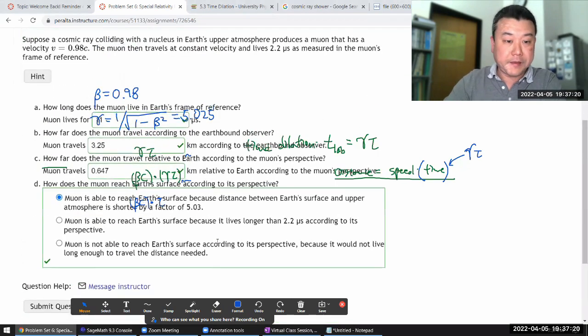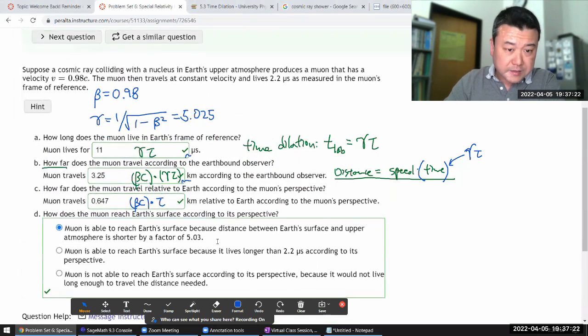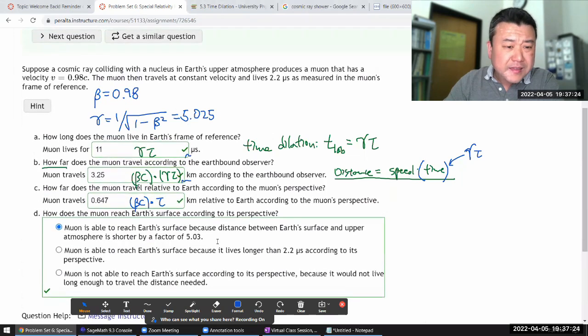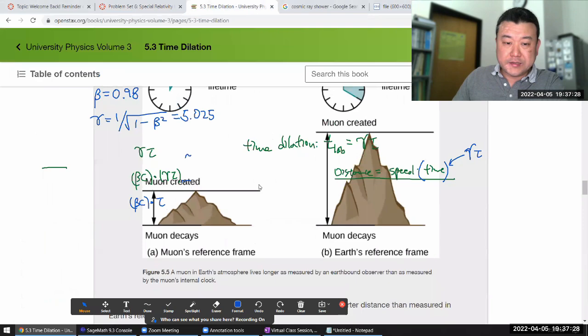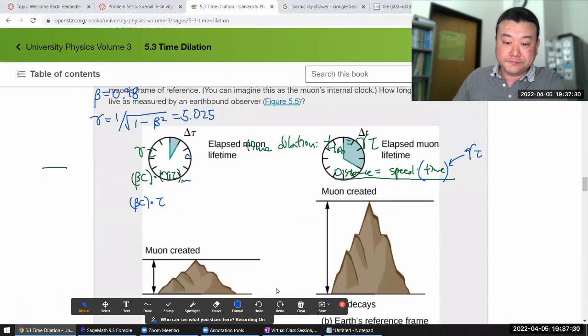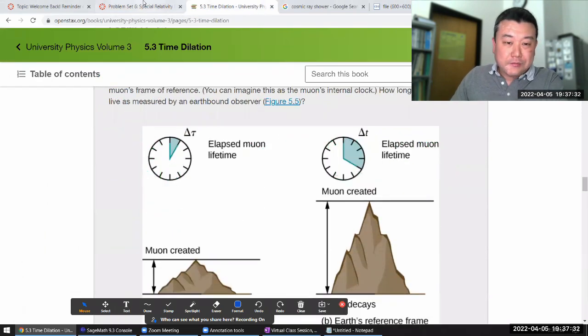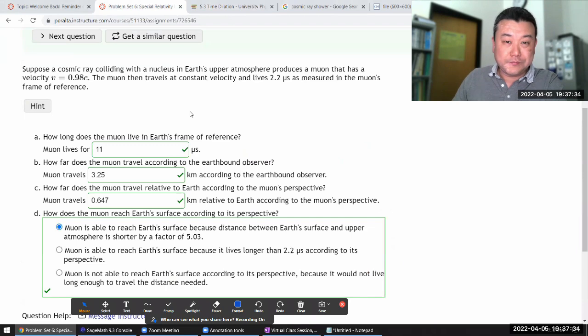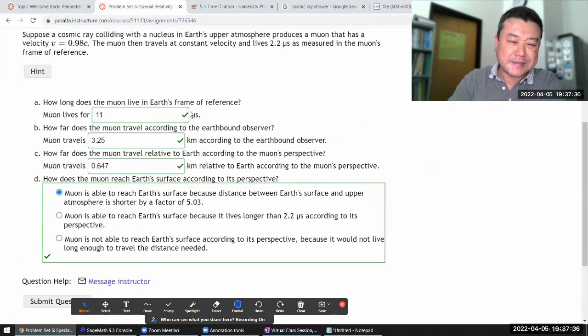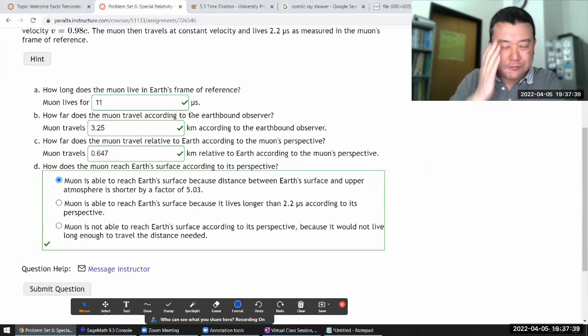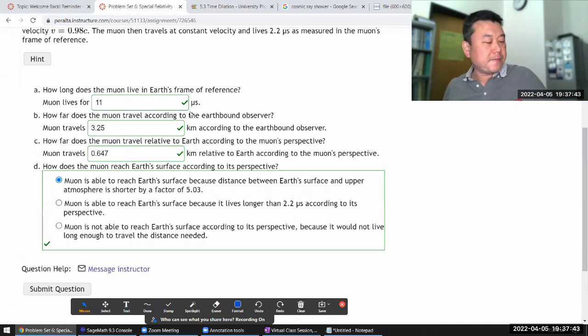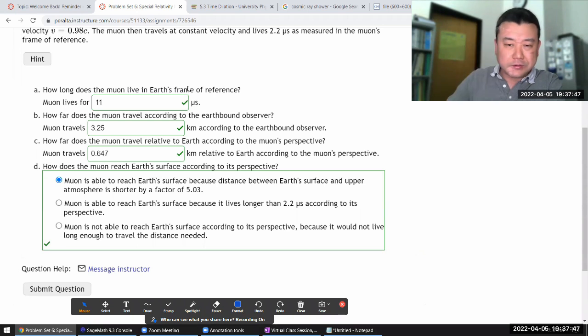Good. Yeah. I think this is basically a numerical version of this example in the textbook. Relatively simple question, no paradoxes here, at least once you figure out which effect you should pay attention to in two different reference frames. Then I think it's all good.